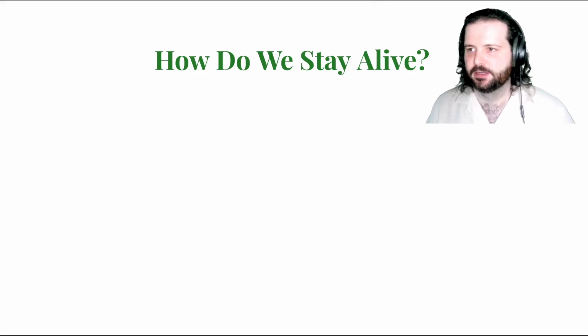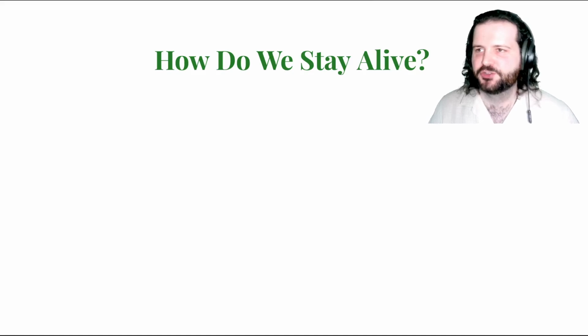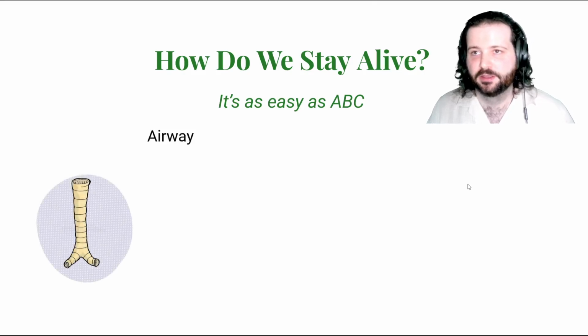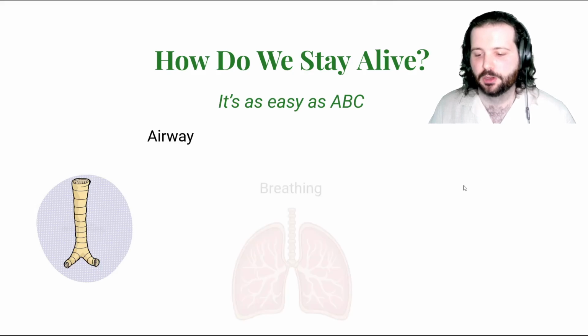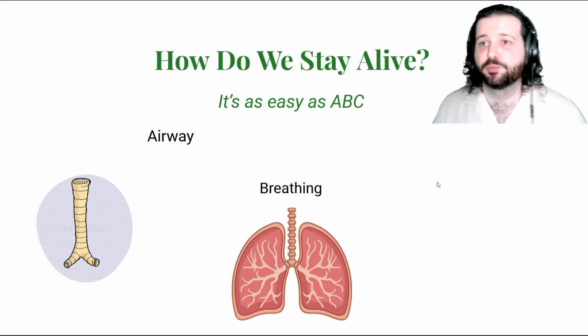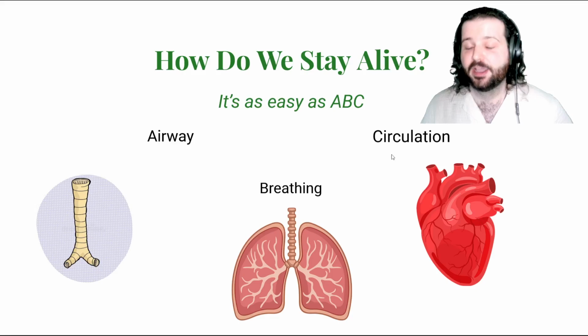Sawyer, you've got it. Airway, breathing, and circulation. So those are the three things we need. And how do we stay alive? It's actually pretty easy. You guys are doing a pretty good job right now. It's as easy as A, B, C. We need to have an airway so that we can get air and oxygen down into our lungs so that we can breathe. When we breathe, the oxygen goes into our blood, which is then circulated across our body by our heart.